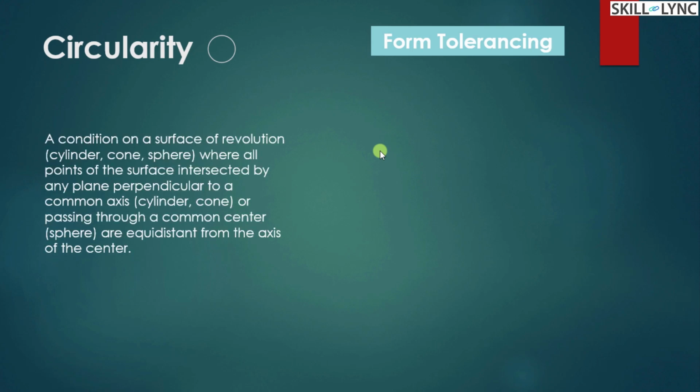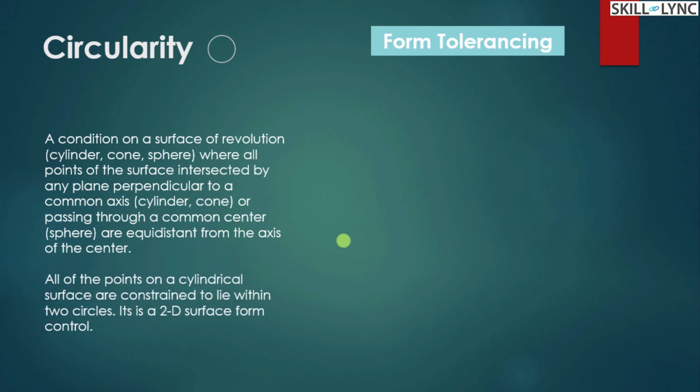So here this circularity is a condition on a surface of revolution, that is a cylinder or a cone or a sphere, where all the points on the surface that is intersected by any plane perpendicular to a common axis of the cylinder or cone are passing through a common center of the sphere. In these cases, both the plane that is perpendicular to a common axis for a cylinder or cone or through a common center of a sphere are equidistant from the axis of the center. So for this circularity, all the points on the cylinder surface are constrained to lie within those two circles only.